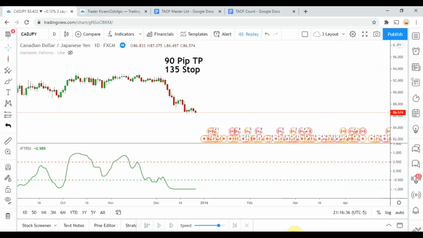Welcome back, viewers. Today we will be testing the inverse Fisher transform on the RSI.